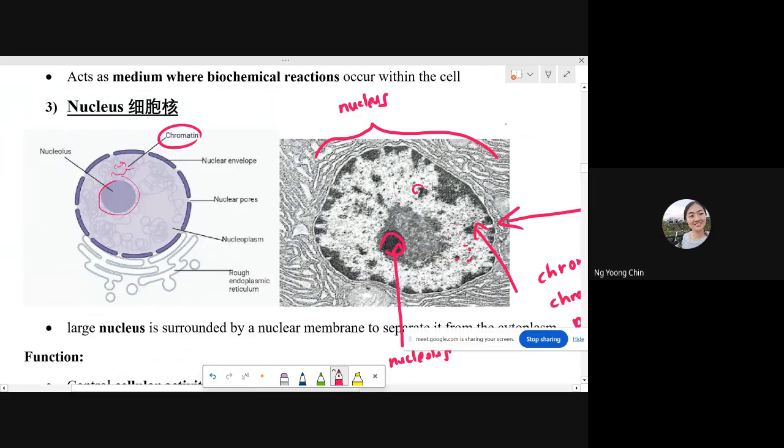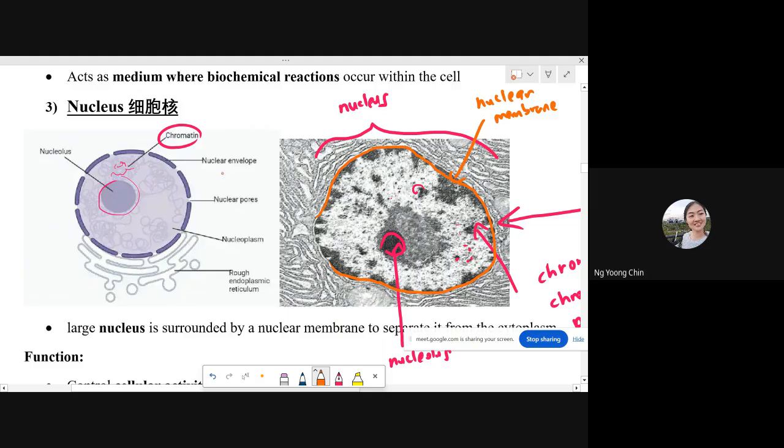And then when we view the external structure of the nucleus, you can see this is what we call the nuclear membrane, or you can call it the nuclear envelope. I'll call it a nuclear membrane, it's okay. Nuclear membrane.